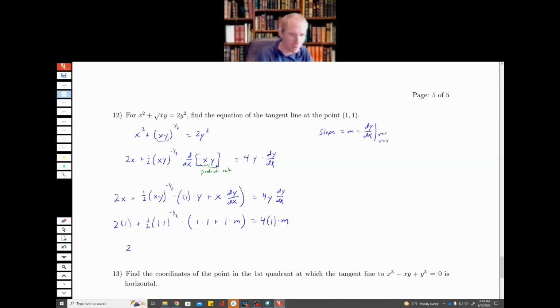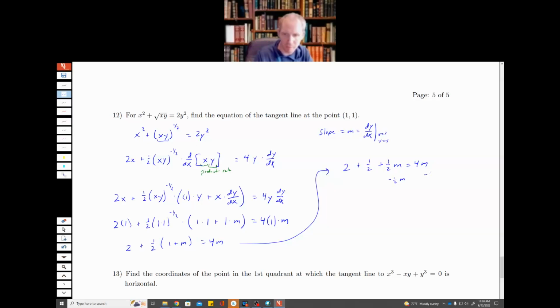Okay, 1 times 1 is 1. The negative half power is still 1. So I have 1/2 here, 1 plus m. So I'll distribute this half. Whether I want to solve for dy dx or solve for m, I have to distribute to get rid of that parenthesis. So I get 1/2 plus 1/2 m equals 4m.